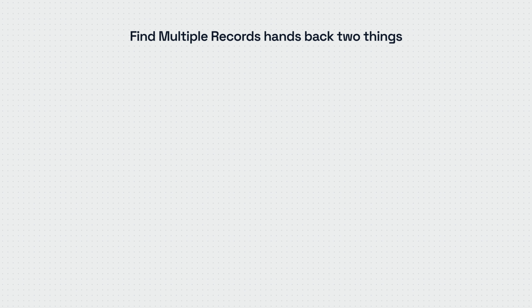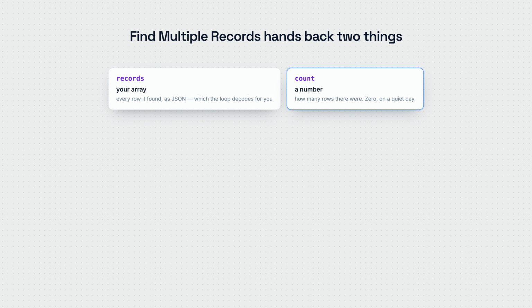WP tables, find multiple records, yesterday's orders, and it hands you back 2 things: records, which is your array, and count, which is a number. Most people use the records and ignore the count. The count is the one that saves you.